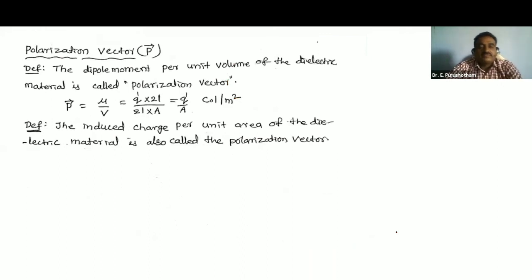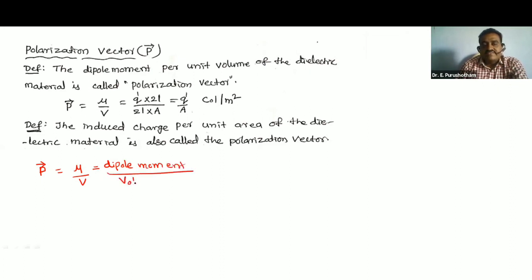Polarization vector. This is the polarization vector. So, the definition. What is the polarization vector? It is represented by P bar. So P is mu by V. What is mu? Dipole moment. V is the volume. So the dipole moment per unit volume is called the polarization vector. That is one definition.